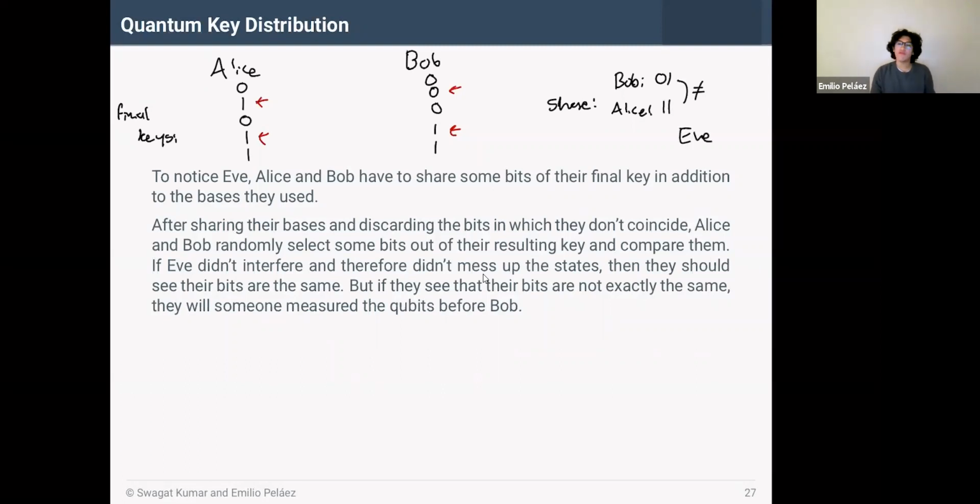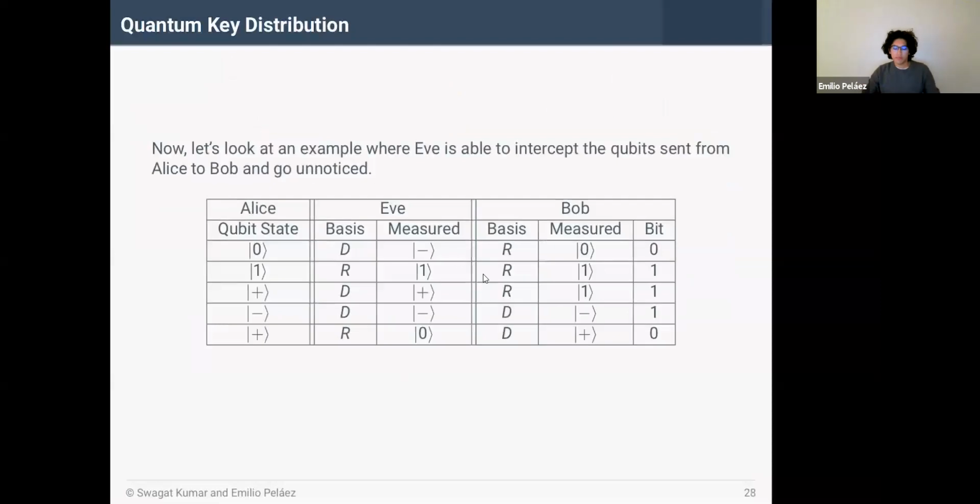Okay. But if they just choose some random bits, so let's just say they chose this one, then the shared key will be 0, 1 in both cases, and they won't notice Eve, even though she was there, and they could have noticed her if they chose the bits marked with red. So there's still a chance that they don't notice Eve. So yeah, let's just look at an example of this.